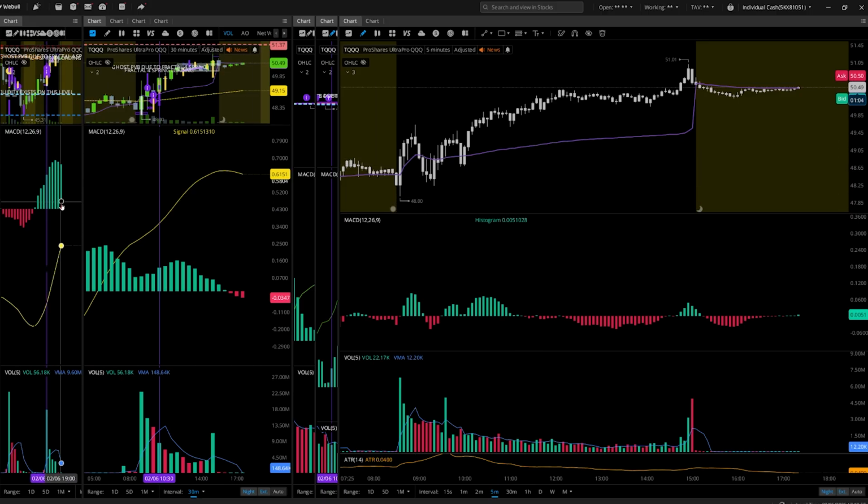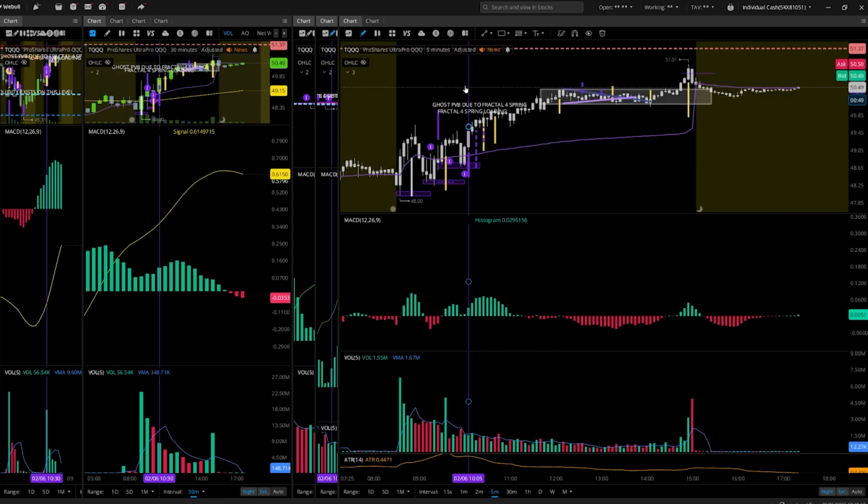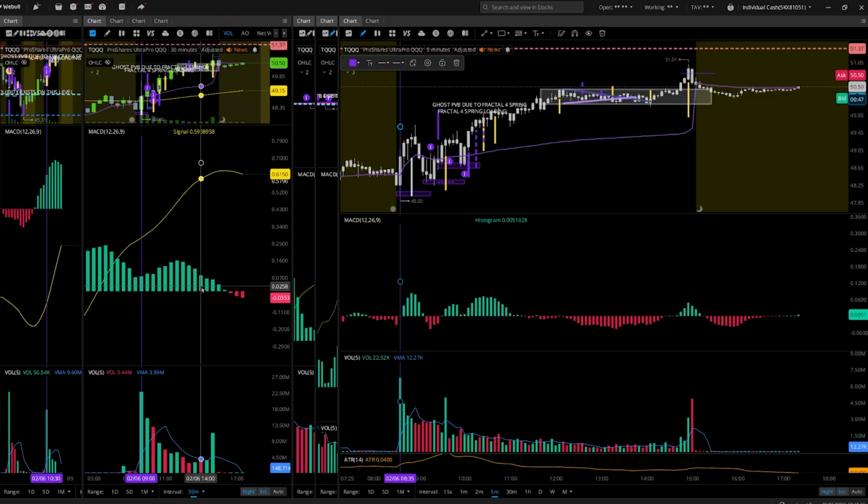One variable here, momentum on 2 hour. One variable here, the momentum on the 30-minute time frame. And then the final variable, which is the 5-minute chart and the VWAP. So we're going to start with the beginning of the market right here. This is the beginning of the market.